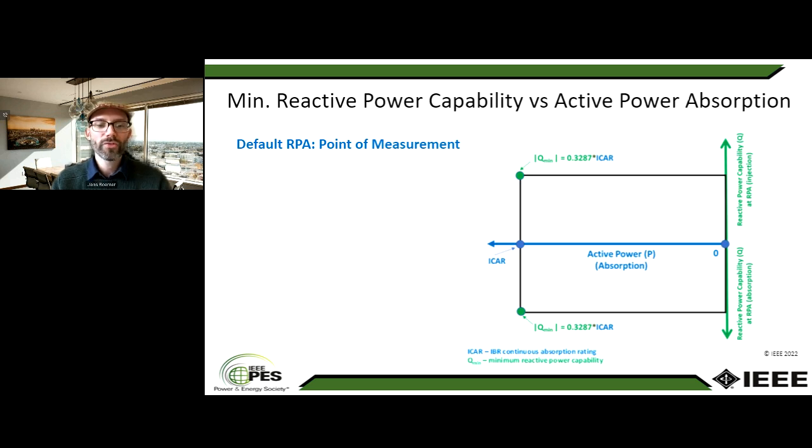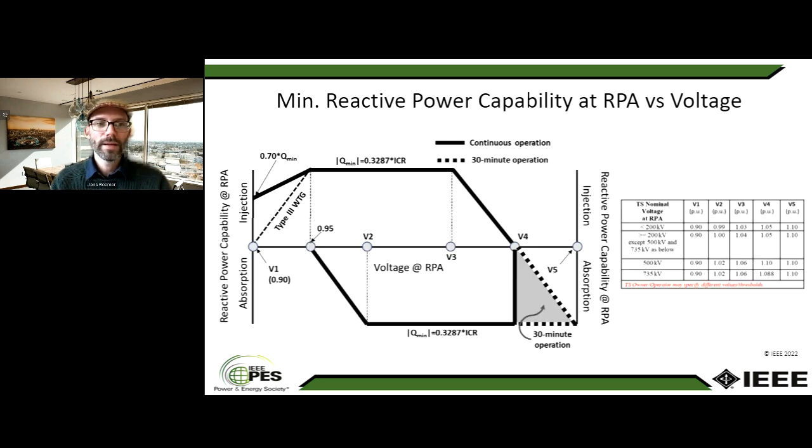The same holds for storage IBRs that would be capable of consuming active power, so to say, on the other side of the plane. And that reference point is called the IBR continuous absorption rating. And also for these plants, it is required to have a rectangular capability with 0.9 power factor at the point of measurement. Even for different voltage values in the continuous operation region during normal conditions, the standard does require full reactive power capability between those specified points V2 and V3, but it does allow for some reduced capabilities at those corner points.